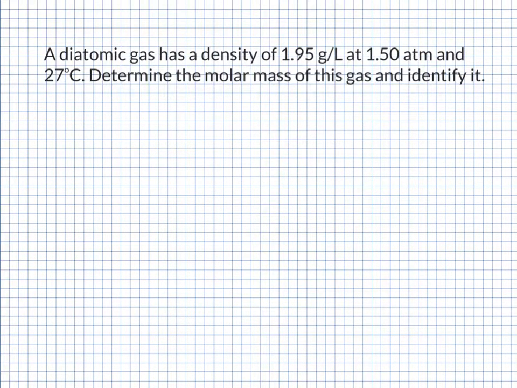Okay. So in application, this is a common type of formula. It says a diatomic gas, remember that means it's got a symbol with a subscript of 2, has a density of 1.95 g/L, that's a mass and a volume. So that's my density at 1.50 atm, that's a pressure, and 27 degrees Celsius, that's a temperature. Determine the molar mass, so that's my molar mass of this gas, and identify it. There is no change in conditions here. I only have one of everything. I don't have two of anything.